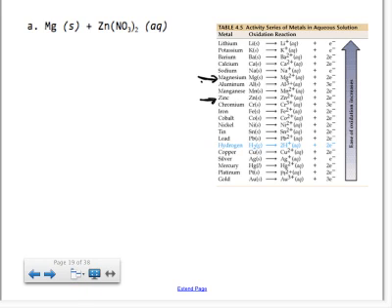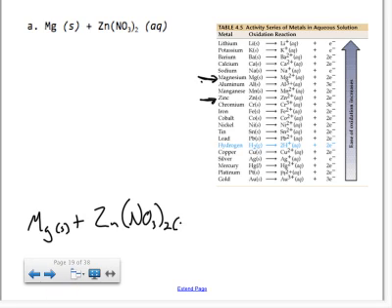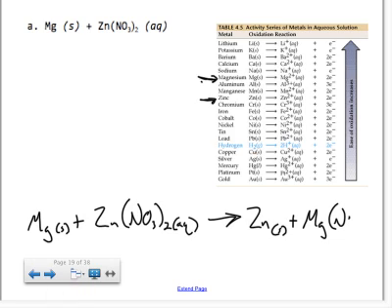So the magnesium, which is by itself, is higher on the activity series than zinc, which means a reaction will take place. So we start with solid magnesium plus zinc nitrate aqueous. The zinc and the magnesium are going to trade places, which means you end up with zinc solid by itself and magnesium nitrate, and it just so happens that the charges all balance out. So the equation is already balanced. You don't need to put any coefficients in there.